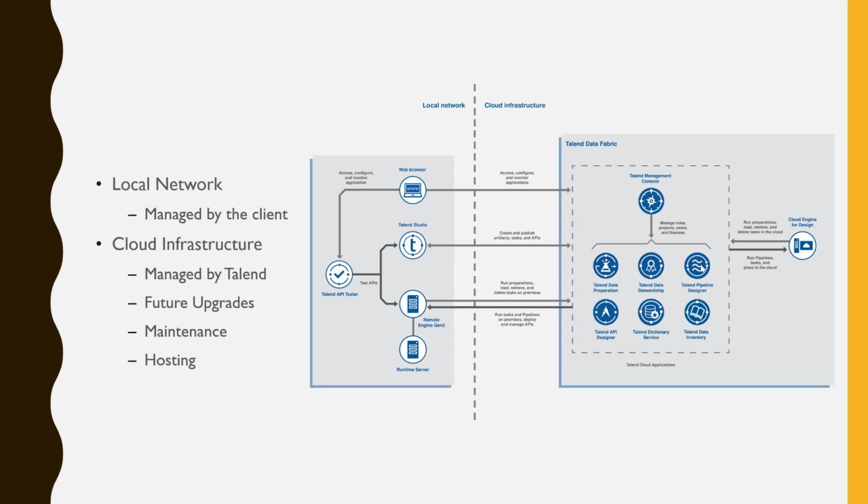You can design complex end-to-end pipelines to process, enrich, and transform data at rest or in motion. You can run these pipelines either on-premise using a local Remote Engine Gen 2 or on the cloud using either the embedded cloud engine or a Remote Engine Gen 2 installed on your virtual private cloud. The choice is yours. And then the Talend Data Inventory.